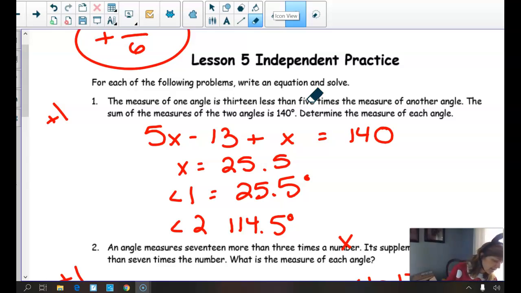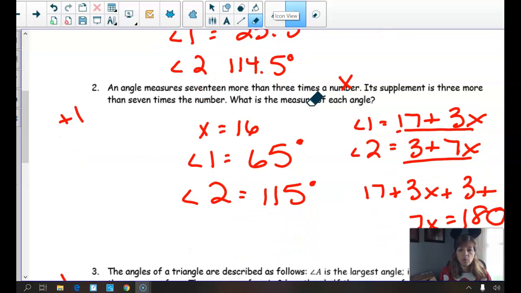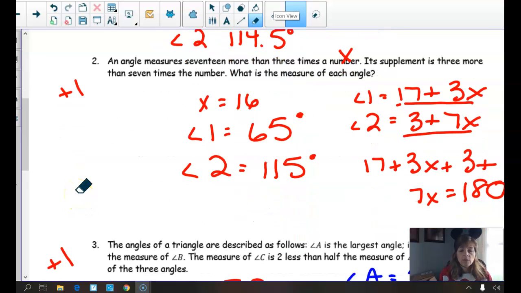All right, so for this one, I did have you on your Google form, I think, measure the larger angle. Okay, numeral 2. So an angle measures 17 more than 3 times the number. Its supplement, so the supplement means they add up to 180, which some of you did not get right on your Google form. So it adds up to 180, so remember that. What's the measure of each? Oh, I'm sorry, its supplement is 3 more than 7 times the number, so 3 plus 7x.